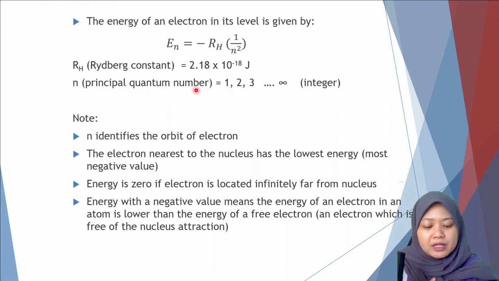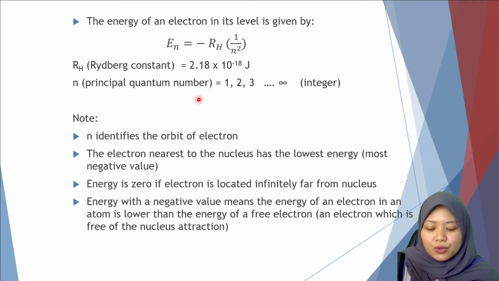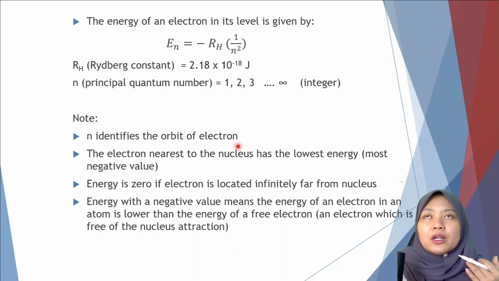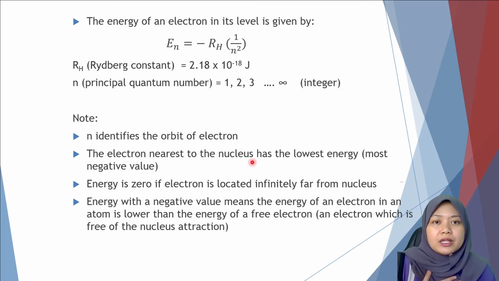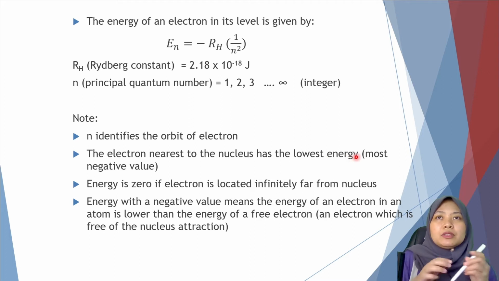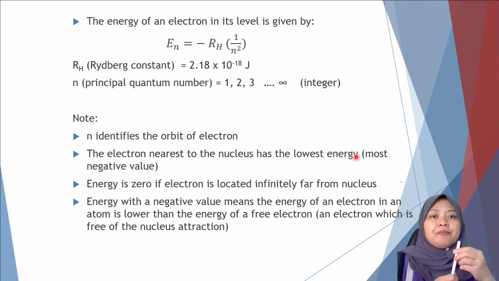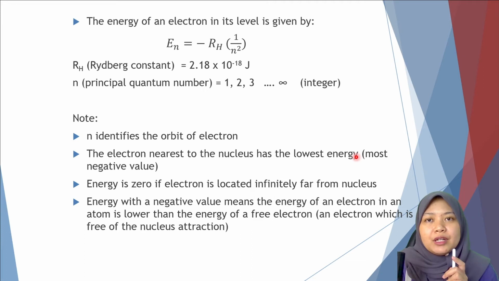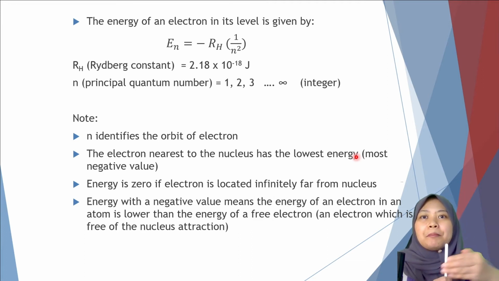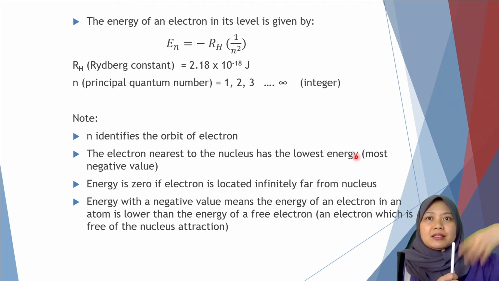Okay, n is principal quantum number. This one is also referring to the orbit of electron. Electron tu, you nak cari electron tu berada di energy level yang mana or orbit yang mana. That is n. Okay, the electron nearest to the nucleus has the lowest energy. Maksudnya, logically, bila elektron tu makin dekat dengan nucleus, energy dia should be bernilai sangat negatif. Okay, dan bila you makin menjauhi nucleus, nilai dia akan ke arah zero. Sebab dia bebas, dia tidak terikat.